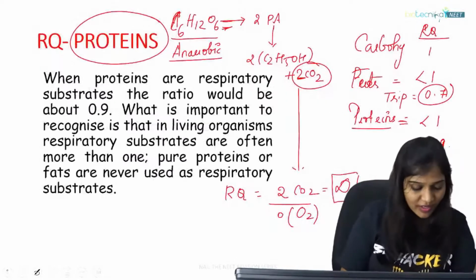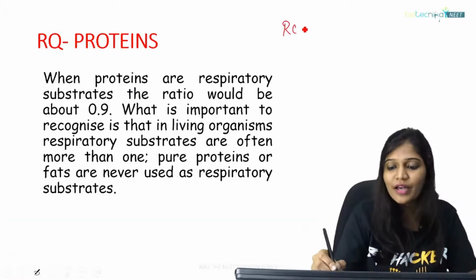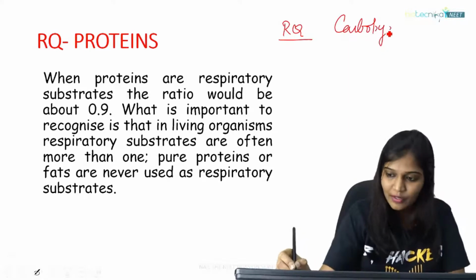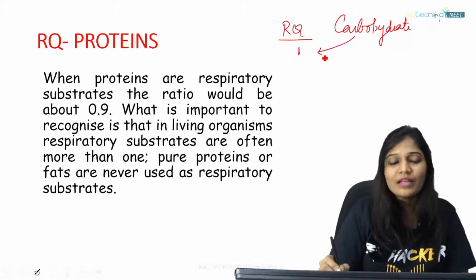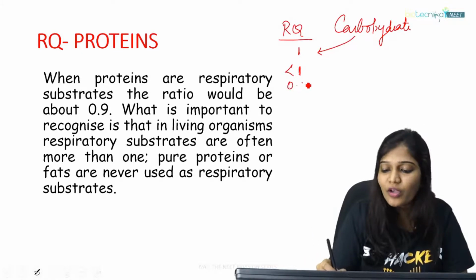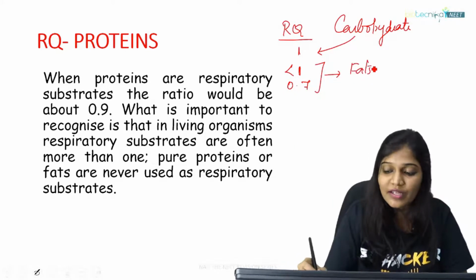Okay, let's do another one. So let's make a tabulation for this one. RQ value for carbohydrates. The RQ value of a carbohydrate is always going to be 1. And the RQ value is less than 1, or we can say 0.7, in the case of fats, tripalmitin. I'm writing tripalmitin.